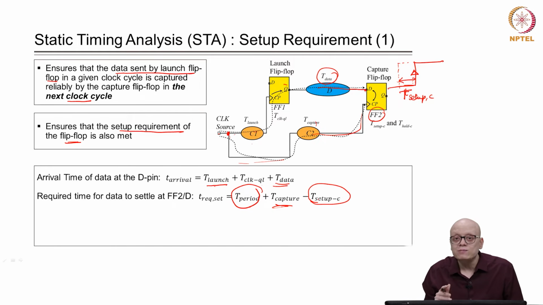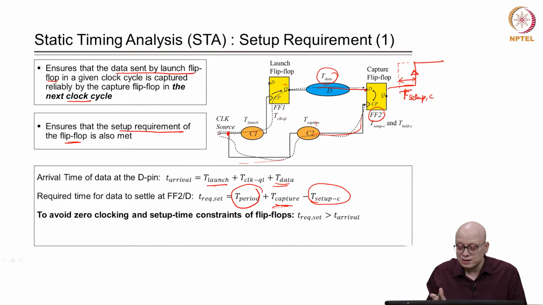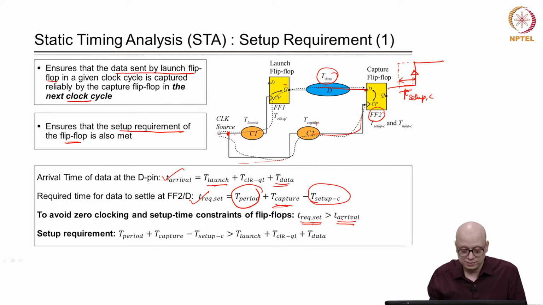That is the time when we expect that the data should come before this time. So, we can write this constraint as T required setup is greater than T arrival. So, this is the arrival time, and this is what we want, that this required time should be greater than it. So, the arrival time should be less than this required time. This is what the constraint of setup time, the setup requirement, is.